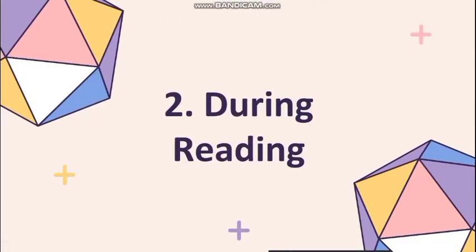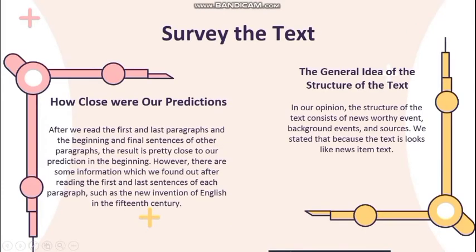Okay, I'm going to continue our presentation about the second stage, during reading. The first is survey the text. How close were our predictions to the actual information we get in the text? After we read the first and last paragraph and the beginning and final sentences of other paragraphs, the result is pretty close to our prediction in the beginning. However, there is some information which we found out after reading the first and last sentences of each paragraph, such as the new invention of English in the 15th century.